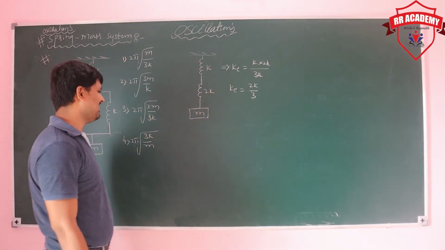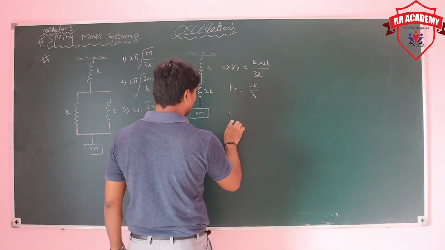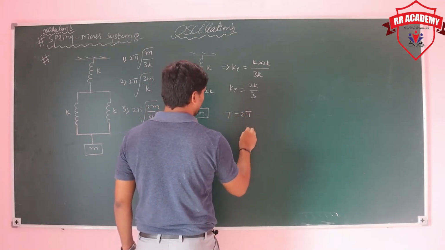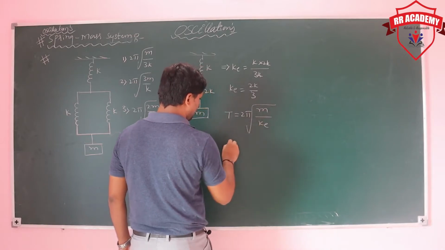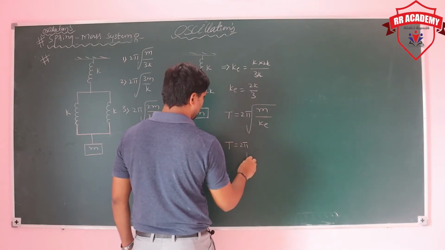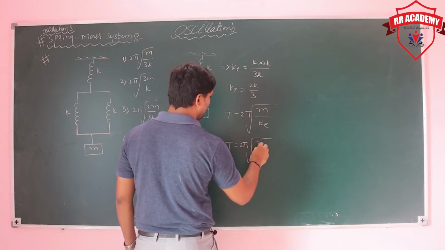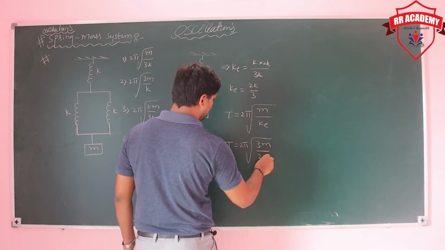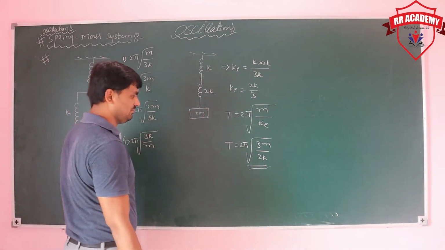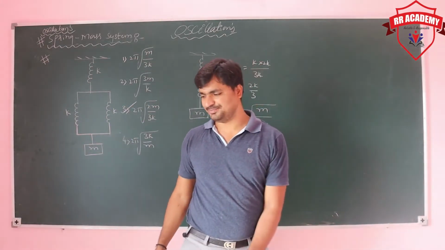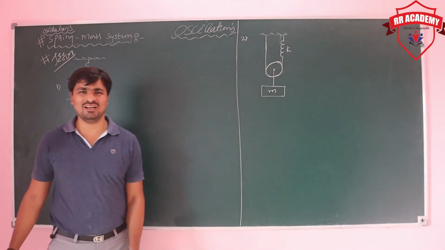Then the time period is 2 pi into under root m by K effective, which is equal to 2 pi into under root 3m upon 2K. 3m upon 2K, third option. Okay, let's see one more question.